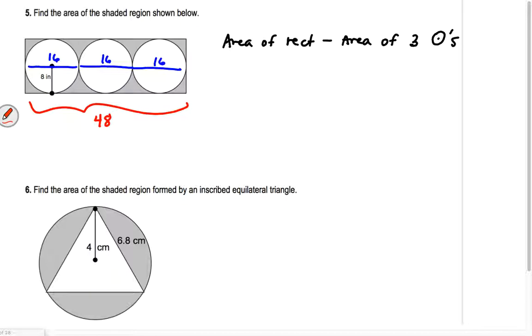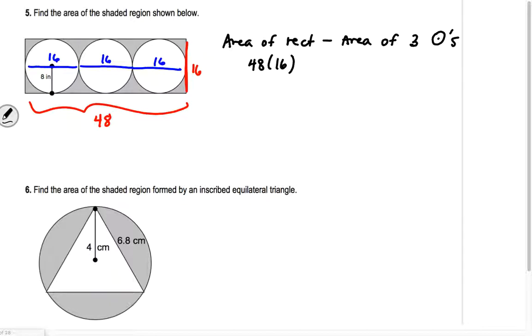And then what about the height of this rectangle? What should it be? 16, right? So the area of my rectangle is just 48 times 16, which really isn't that hard, but sometimes people have a really hard time seeing, like, moving the radius around. Sarkis, you with me? So 48 times 16.